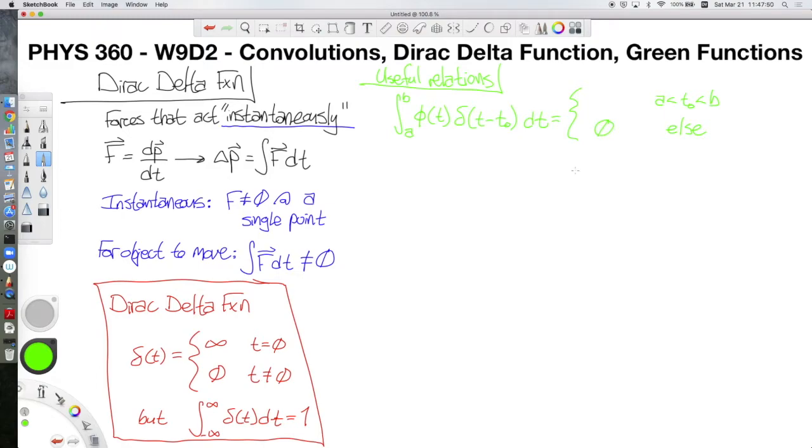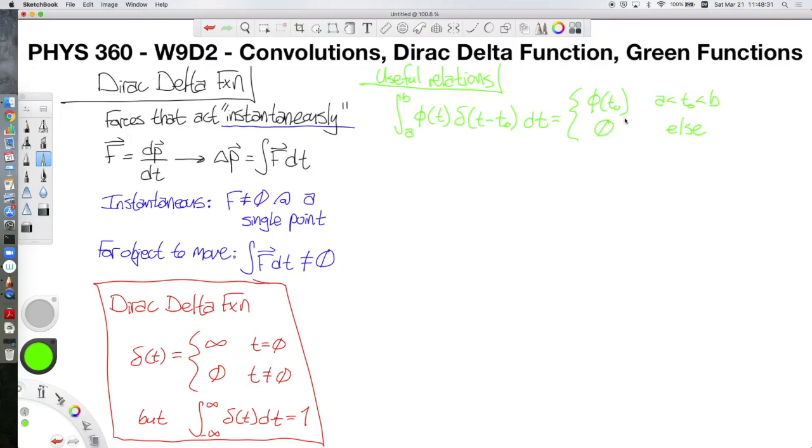If t naught is between a and b, we'll get a value of infinity for the Dirac delta function, but only at t equals t naught. So this integral is only non-zero when t equals t naught, and the Dirac delta function integrates to 1. So what we actually end up with here is just phi of t naught. The Dirac delta function has picked out a specific value of t. When we multiply our Dirac delta function by some other function and integrate, then we pick out some specific value.